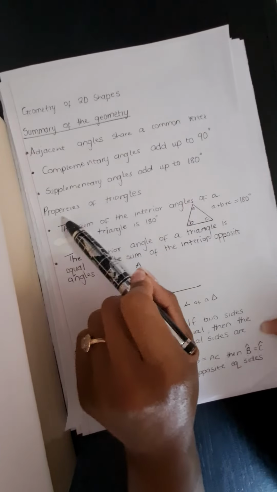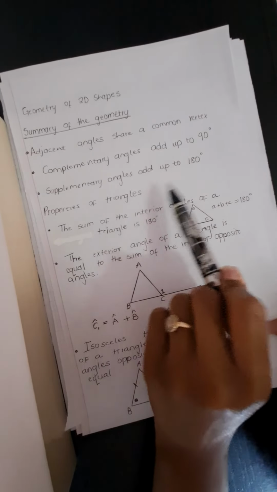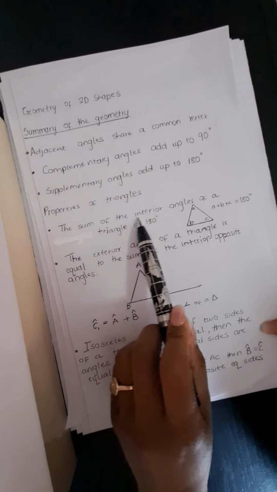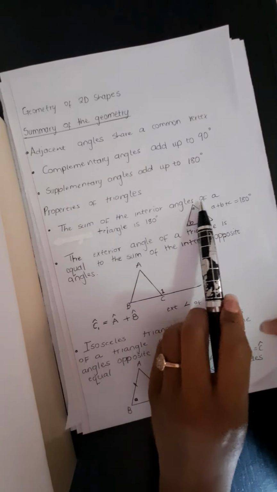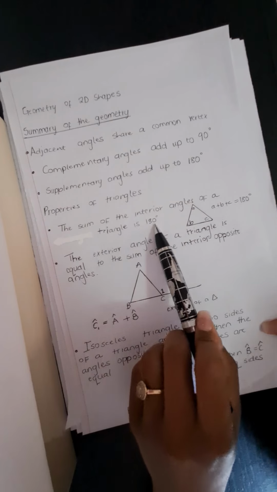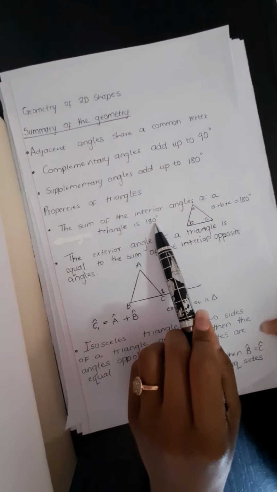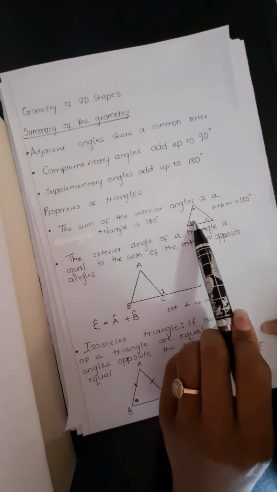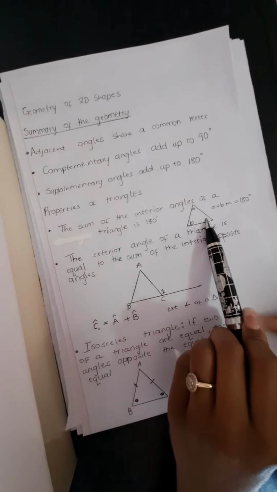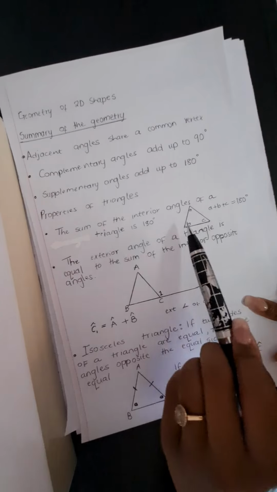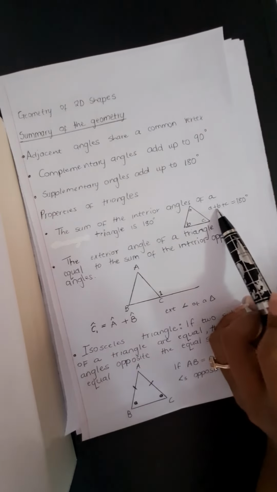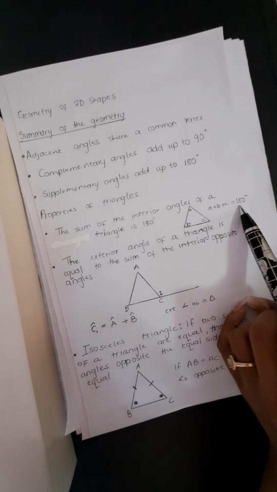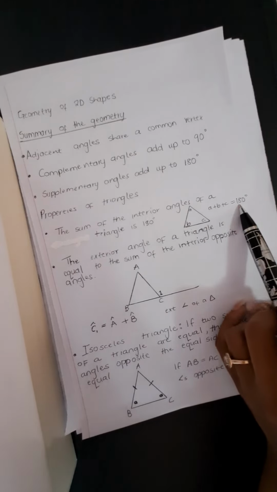We also have the properties of triangles. For bullet number 1, they are saying the sum of interior angles of a triangle is 180 degrees. As you can see, you are having angle A, B, and C. That means if you are having something like this for your statement, it will be angle A plus B plus C is equal to 180 degrees.